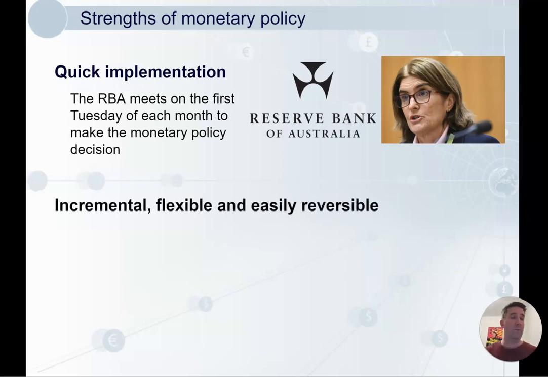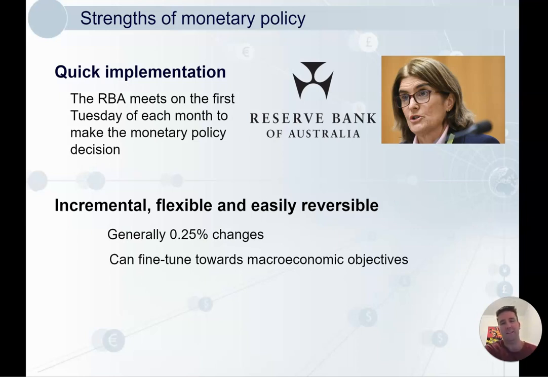They're also incremental, flexible, easily reversible. So if they've made the wrong decision one month, they can just reverse it, right? These aren't decisions that are locked in for the long term. Generally, in normal times, the most it will change is by 0.25%. So like I said, they can be changed pretty easily.